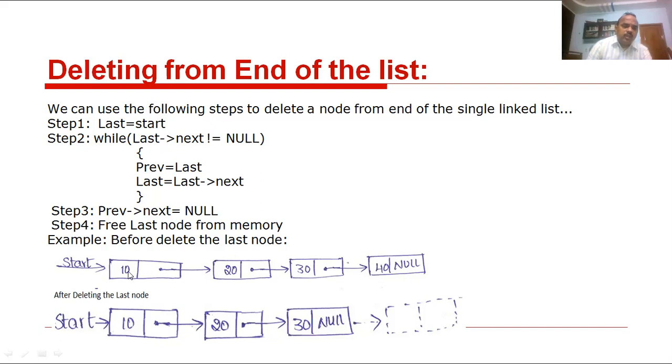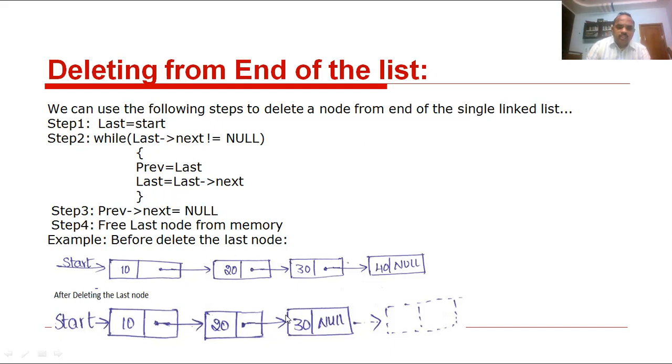For example, here we assume last equal to start. While last to next is not equal to null, previous equal to last, last equal to last to next, then control moves here. Repeat until null. When it is null, then previous to next equal to null.